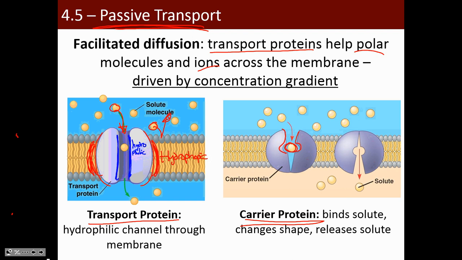So in this case, this carrier protein is open here, sort of forming a V that way. When the solute comes in and binds, it closes at the top and opens at the bottom, and the solute moves through. Once the solute's moved through, it goes back to its original position, open at the top. And so it's going to move things from high concentration to low concentration by opening and pushing them through.